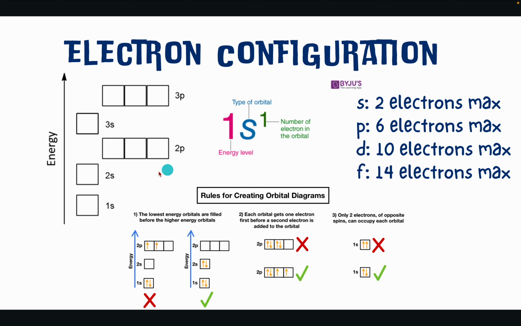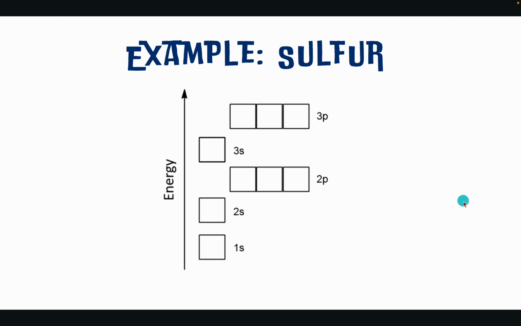P can have 6 electrons max, so there's 3 squares. And D can have 10 electrons max, so that'll be 5 squares. So let's take an example. Let's fill out sulfur. Sulfur has 16 electrons.